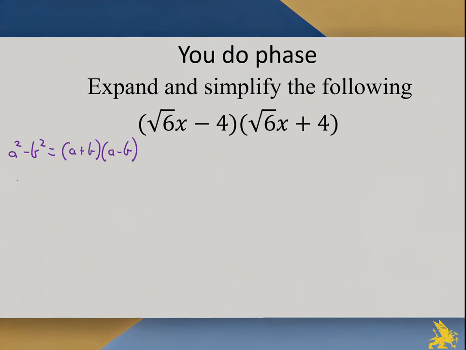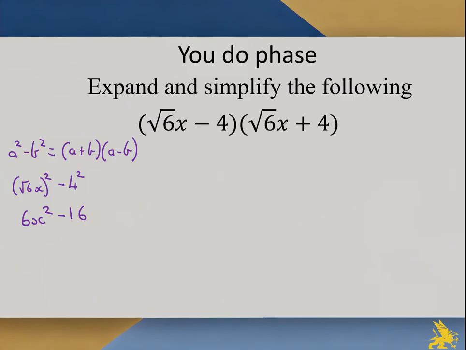So I'm just going to rewrite it in brackets, square root 6x squared take away 4 squared. I'll then simplify that further. Square root 6 squared, the square roots just cancel out. So it becomes 6x squared, and 4 squared is 16, so take away 16.